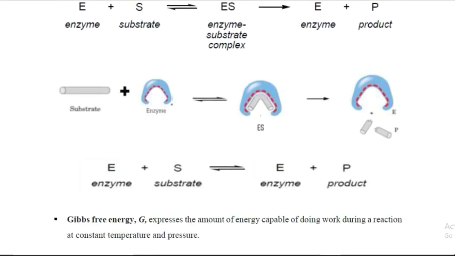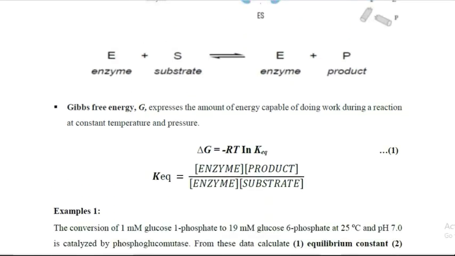Now this leads us to free energy. In physics, when you discuss what energy is, energy is the work done per unit time. And so for this reaction, what's the energy of this enzyme? The energy of this enzyme is the number of substrates it's able to convert per unit time. So it expresses the energy capable of doing the work during a reaction at a constant temperature and pressure.